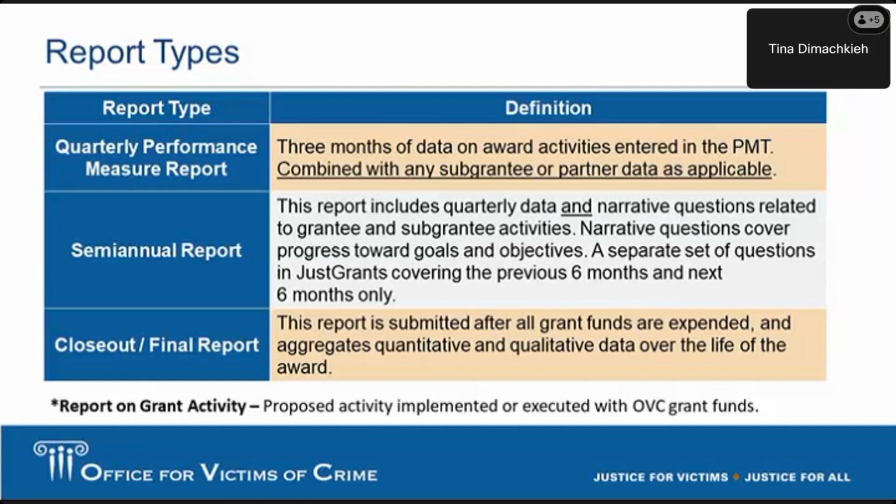The semi-annual report is the second report that grantees are responsible for, and this report, in addition to quarterly data reporting, includes narrative questions related to grantee and sub-grantee activity. These narrative questions cover progress towards goals and objectives. They are a separate set of questions that is directly found in the JustGrants platform, and these questions cover the previous 6 months of grant activity and the upcoming 6 months of grant activity. It's the semi-annual report, and that is why it covers 6 months of grant activity, whereas the quarterly report only covers 3 months of grant activity.